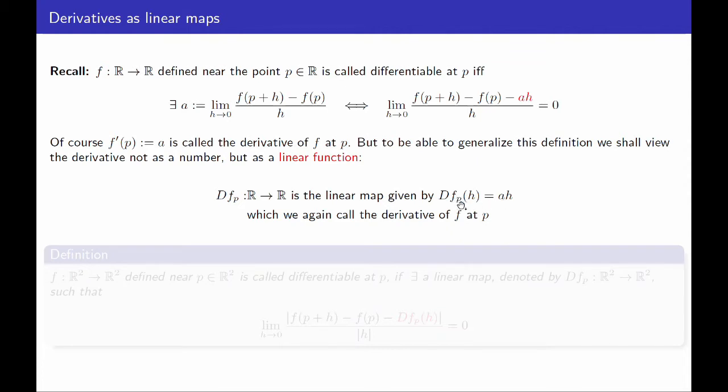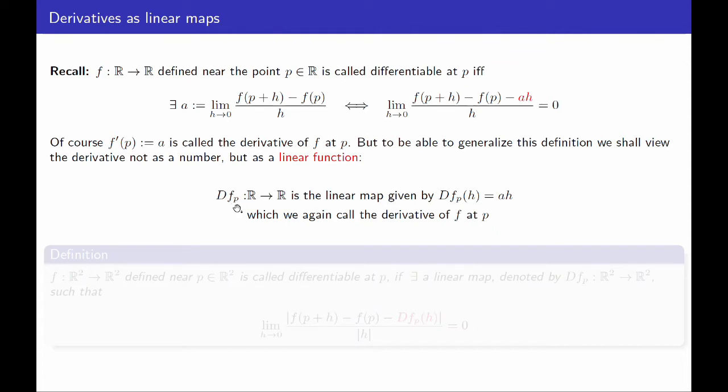The subscript p denotes the dependence of this on the point p. So in other words, the derivative is at the point p. So this linear map, or the linear function, is also called the derivative of f at the point p. It's a slight abuse of terminology, but sometimes this is also called the total derivative of f.